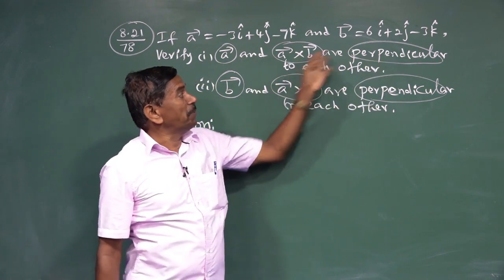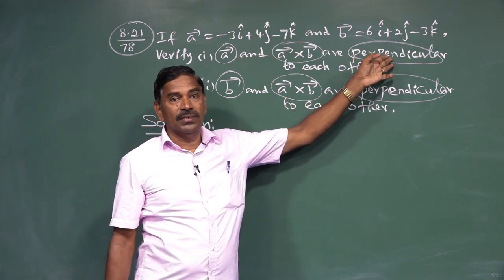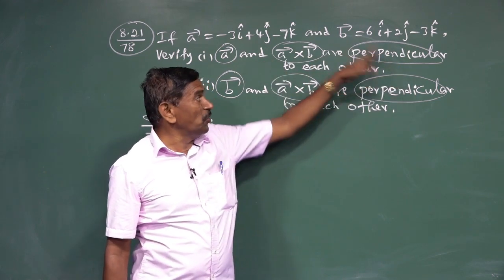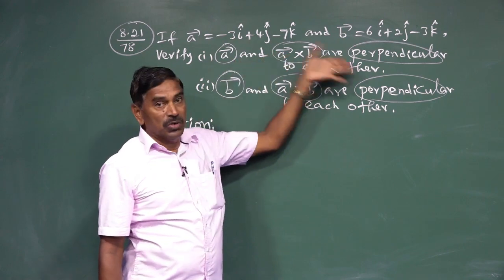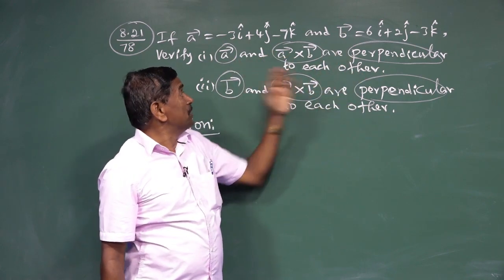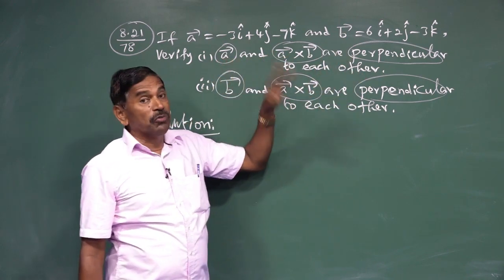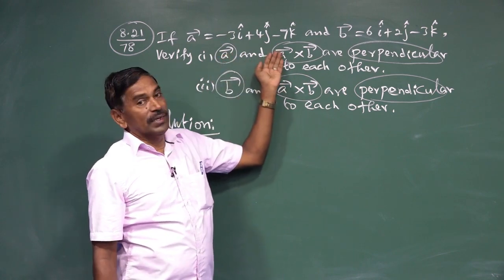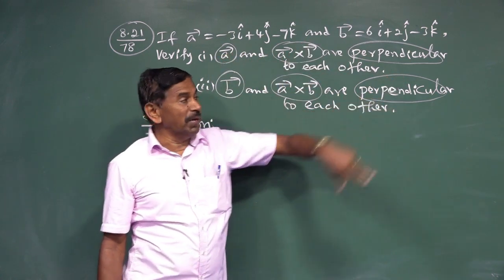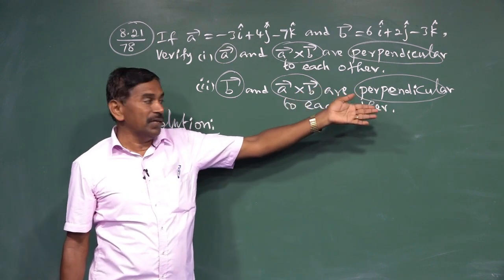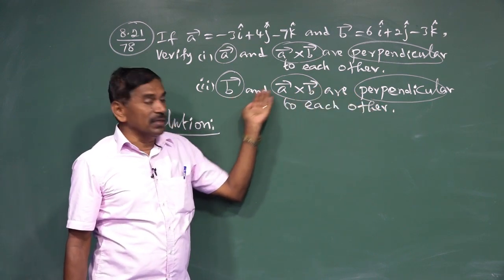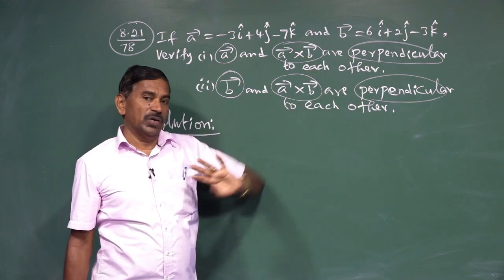Now can you tell me what is the condition for perpendicular? If two vectors are perpendicular, then the condition, anyone? Very good. It's dot product equal to 0. Which means we have to verify vector A dot A cross B equal to 0. Similarly, vector B and A cross B are perpendicular means it is enough to verify vector B dot A cross B equal to 0.